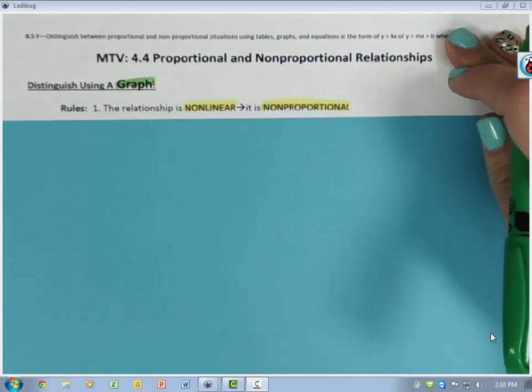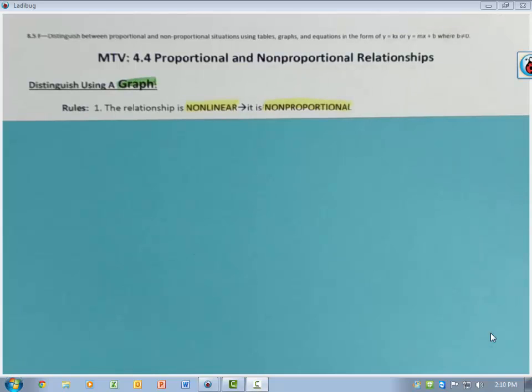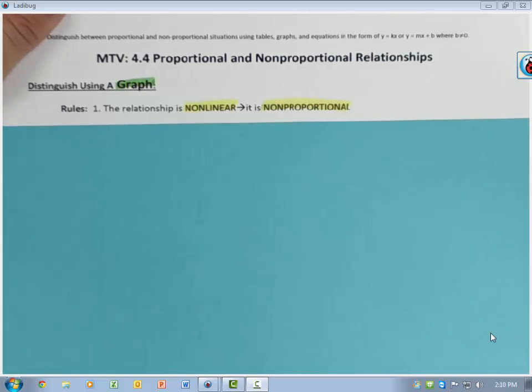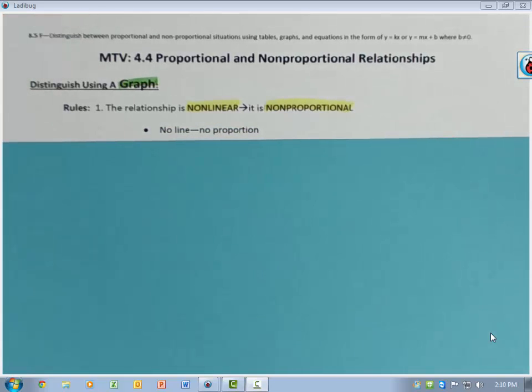Now, rule number 1. If the relationship is non-linear, it is non-proportional. Think about what that means. All it means is if there's no line, if it does not make a straight line, it is not proportional.